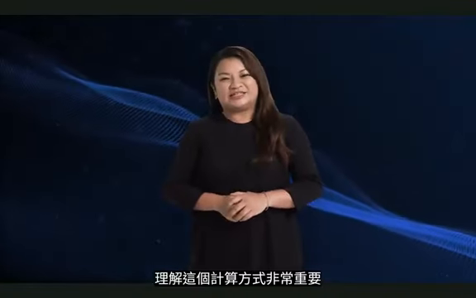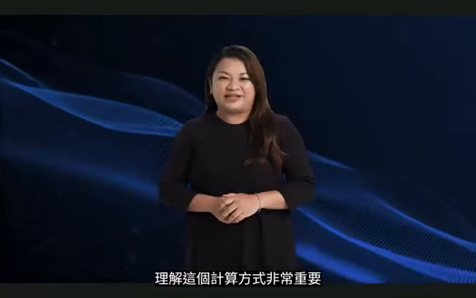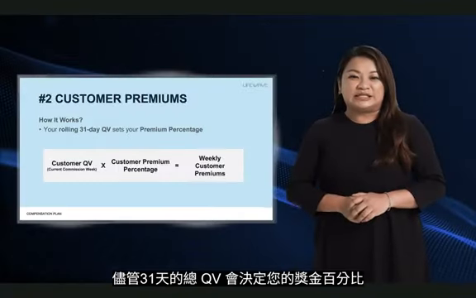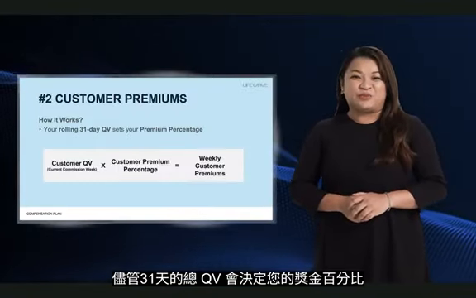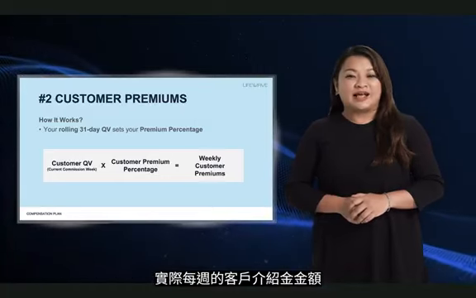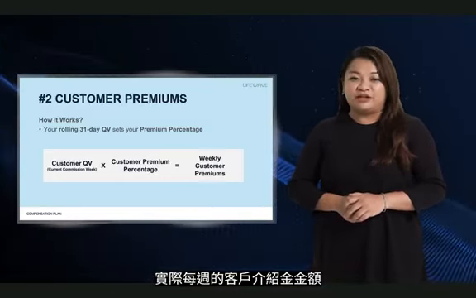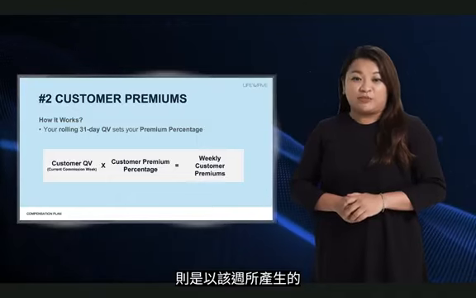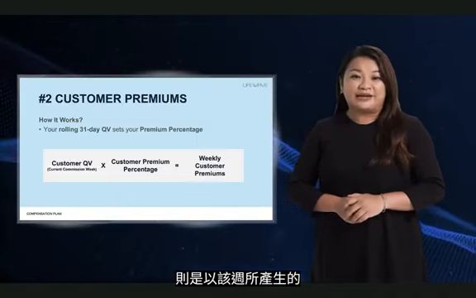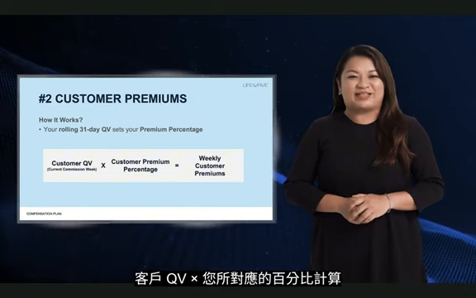It's important to understand how this is calculated. While your rolling 31-day QV sets your premium rate, your weekly customer premiums are based on the customer QV generated during each commission week, multiplied by the premium rate you are entitled to.